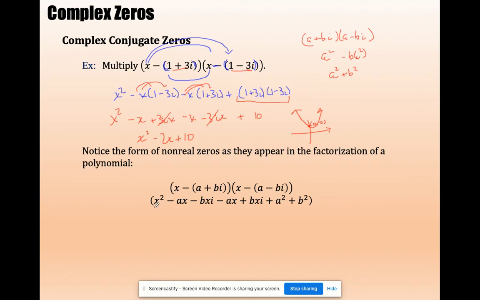I always got the first term squared, and then I got the conjugate pattern. In the middle, the i's canceled out, and I was left with a double of that. There's my pattern. If I multiply a quadratic with only non-real zeros out, there's my pattern.